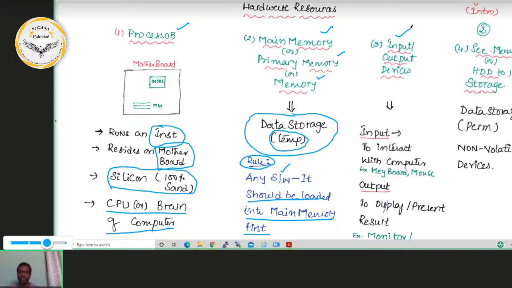What do you mean by output device? Output devices are required for the purpose of presenting the result. For example, a monitor. It shows or displays the data. That is called an output device. So input devices are required for interacting with the computer. Why do we require output devices? Output devices are required to display or present the result.